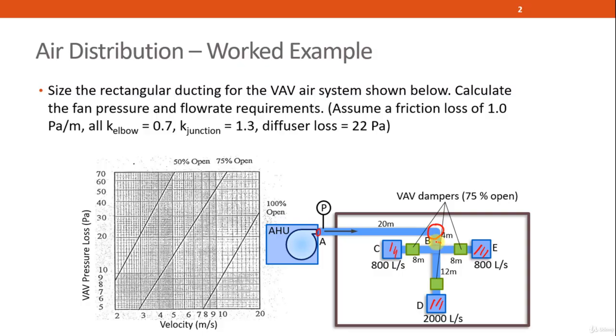Next, there's a junction over here, a cross junction. So the junction loss at B will be the second one. The third component will be the VAV damper over here. And finally the fourth one, which is the air diffuser, will also contribute some amount of pressure loss. And the fifth one, of course, will be the pressure loss due to duct friction.